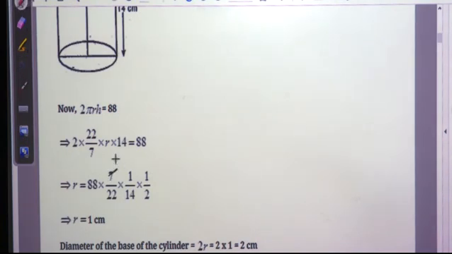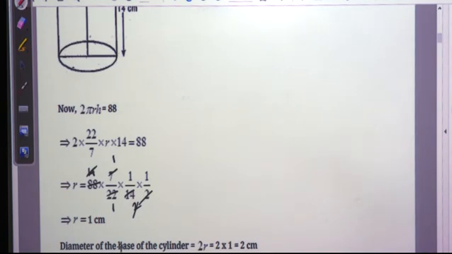7 1s are 7, 7 2s are 14, 22 into 2 into 2 means 22 4s is 88, and 88 is here in the numerator. So, 22 1s are, 4s are, and this 2 into 2 is getting cancelled here, all the things get cancelled. So, what is the value of r? R is equal to 1 centimeter.